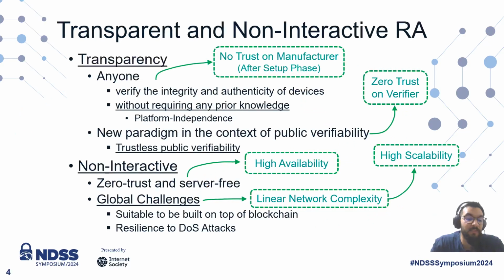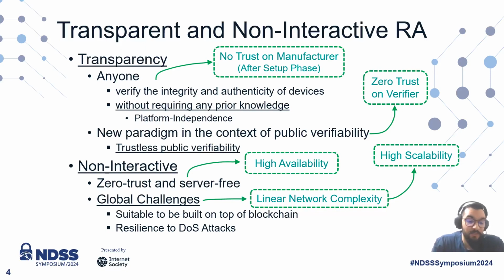So to address these issues, we propose a new method for remote attestation that follows two main principles. The first one is transparency, which means that anyone can publicly verify the correctness of the attestation result without having any prior knowledge about the device itself. And this should also be trustless, which means that verification requires no trust on any third parties, and also it has to be done independently without any knowledge given from anyone.